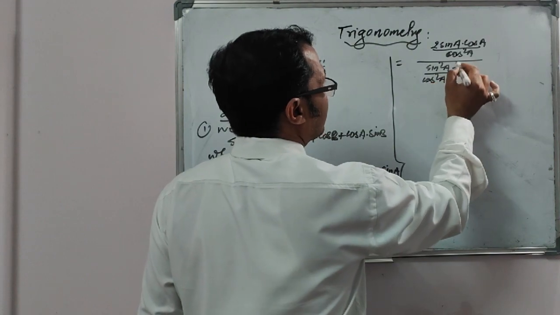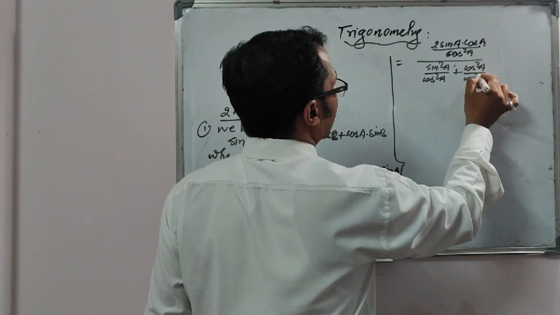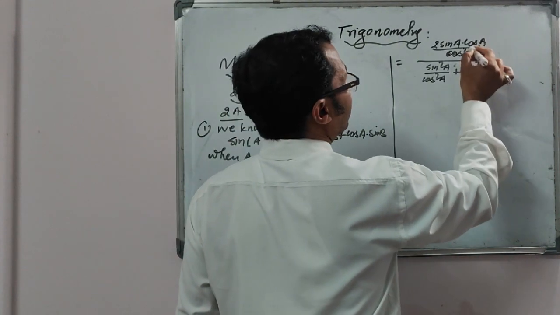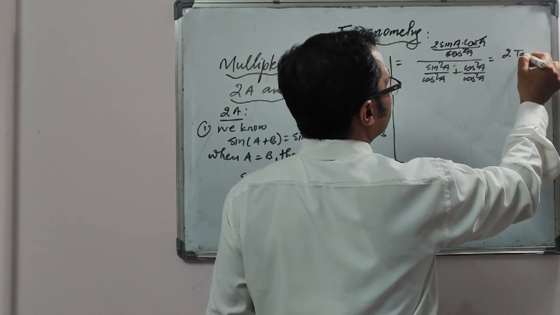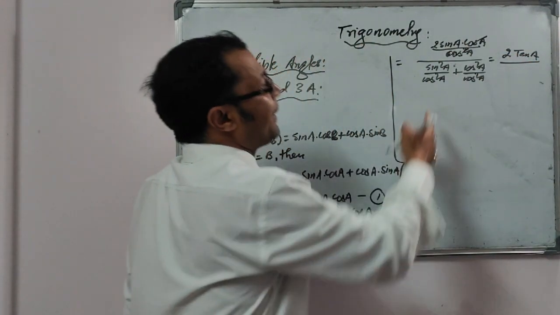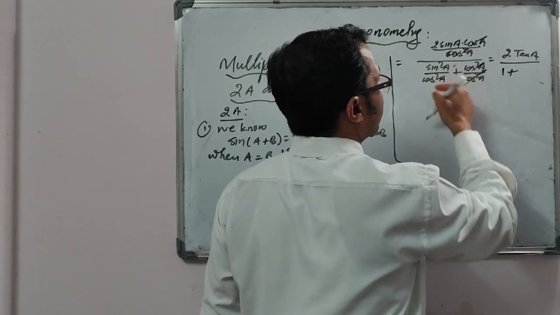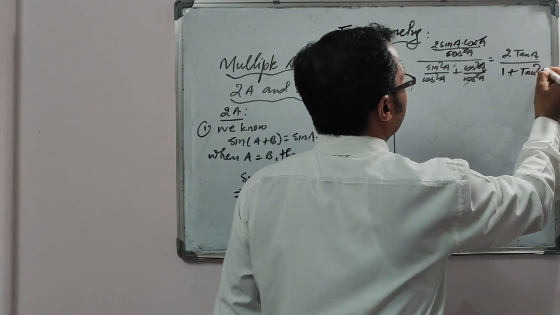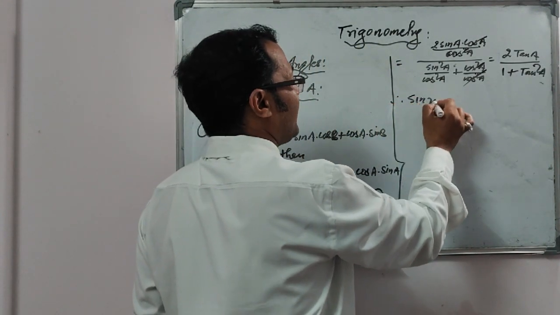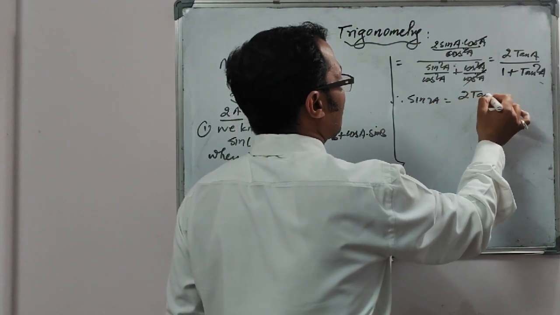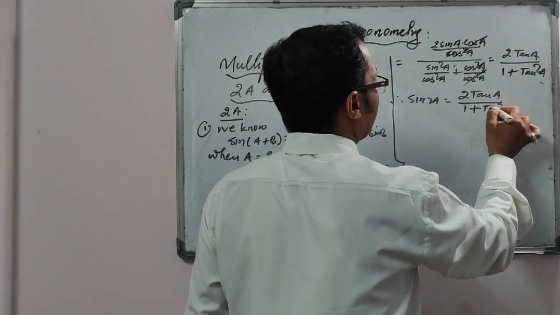I just split it, right? Plus cos square A by cos square A. So what you get is, see here, one cos and cos square cancel. So 2 sin by cos is 2 tan A, and in the denominator, cos square cancels, so you can write 1 plus sin square by cos square, which is tan square A. Therefore, the second formula of sin 2A is 2 tan A by 1 plus tan square A.